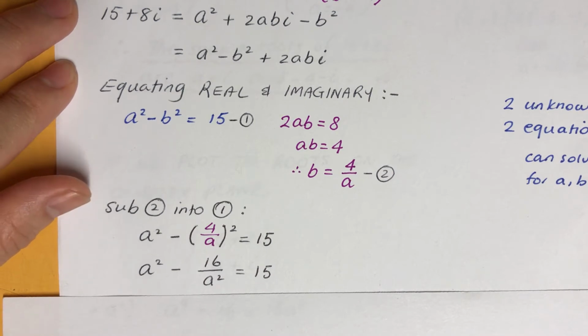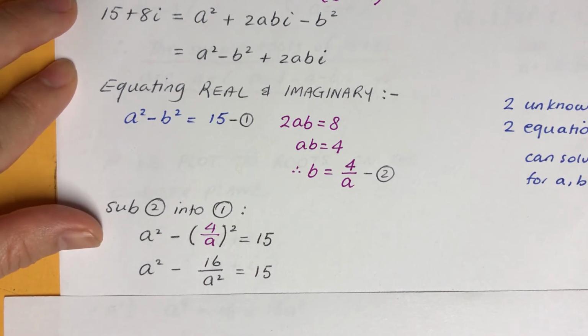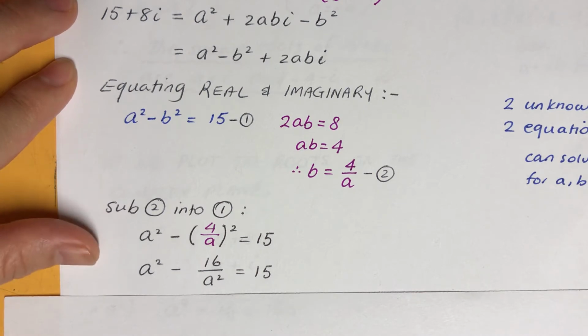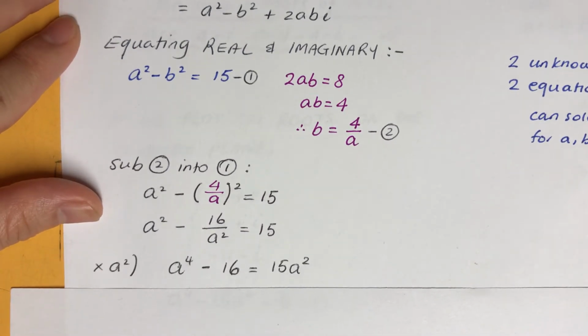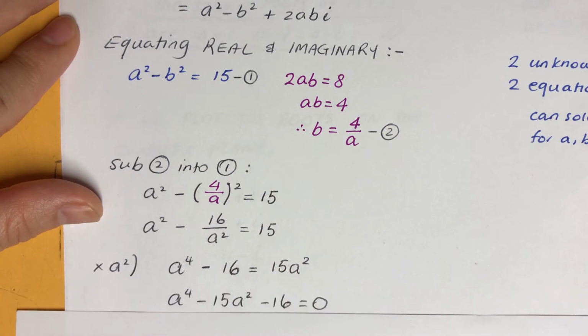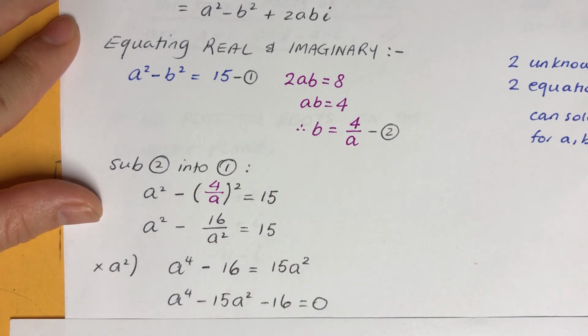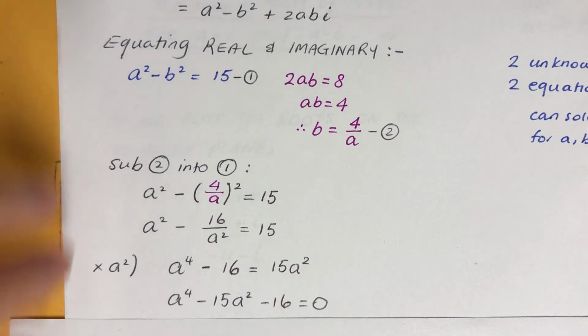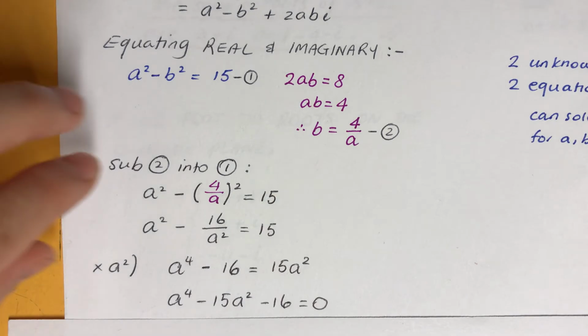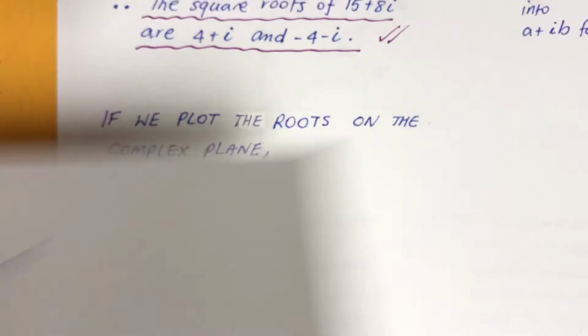Now, I don't want a fraction here, so I'm going to times by a squared on both sides. I'll get a to the power of 4 minus 16 equals 15a squared. I'm going to move the 15a squared to the left. I will get a to the power of 4 minus 15a squared minus 16 equals 0. Now it does look a bit like a quadratic with the x being a squared. Now let's continue with this.